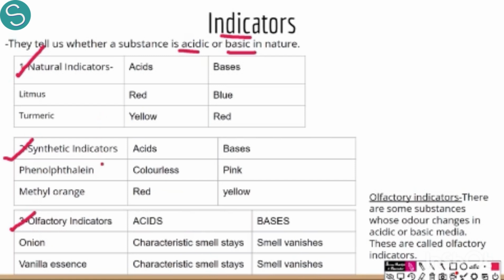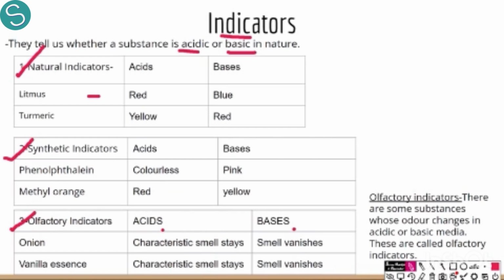So natural and synthetic indicators are the ones which change color to show whether a substance is acidic or basic. But olfactory indicators change their odor or smell, or produce a different odor with acids and with bases. So with smell they tell us that this is an acid and this is a base, whereas natural and synthetic indicators use colors to indicate the nature of a substance. Now we have two examples of each here which you should know.